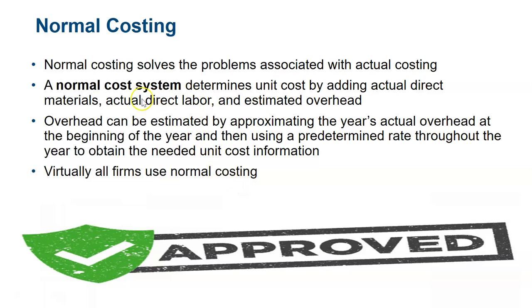So again, we've said this already, but using normal costing, we're going to determine product cost by adding actual direct materials. We do that in actual costing as well. Actual direct labor, that's another similarity, and estimated overhead. And we are going to tie all of this out at the end of the year. But by using estimated overhead with a predetermined rate that we're going to learn about a little bit later, we're able to avoid those types of problems, specifically and mostly with uneven production throughout the year.